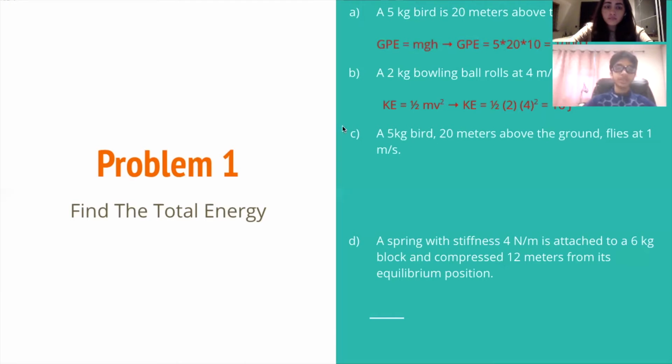For part C, we have the same 5 kilogram bird, which is 20 meters above the ground, but now it flies at 1 meters per second. So again, I'll give about 3 seconds to pause.